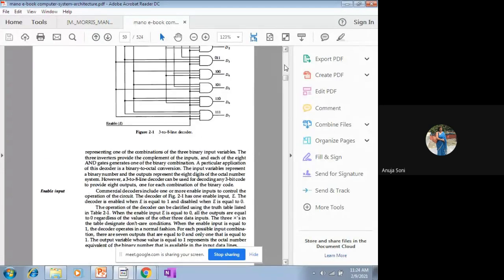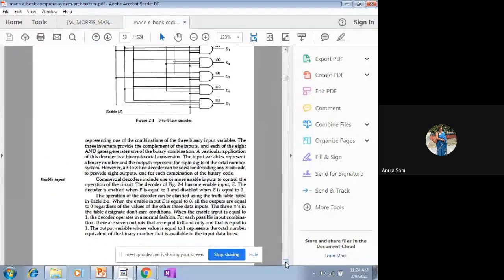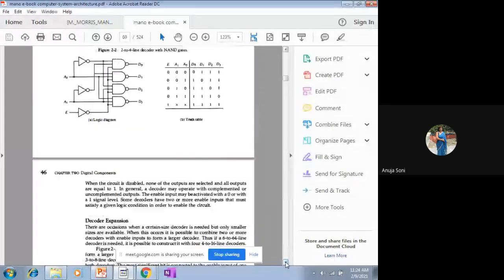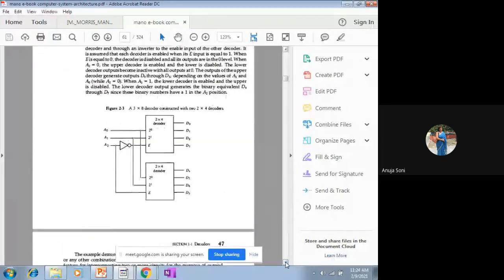Which one is that diagram? Figure 2.3. This is basically figure 2.3. It is the abstract diagram of a 3 to 8 line decoder. I already explained to you how the 3 to 8 line decoder can be constructed with the help of the two available 2:4 size decoders. So this way it may be constructed.